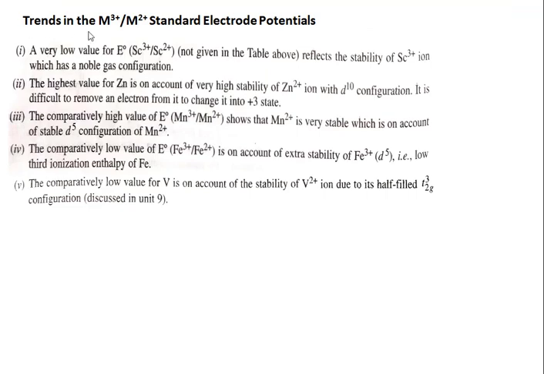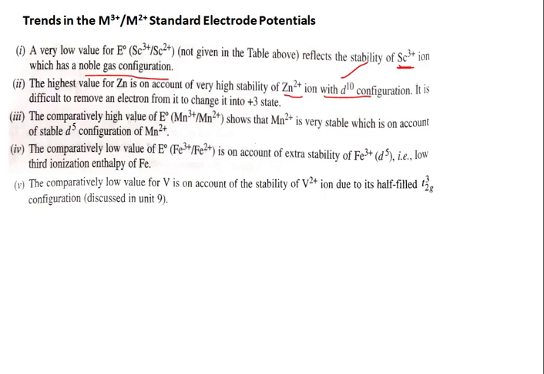In the same manner, the trends for M3+ to M2+ are given. A very low value for Sc3+ to Sc2+, not given in the table, reflects the stability. So a low value means more stability of that ion in that particular oxidation state. By releasing 3 electrons, it will acquire noble gas configuration. Then towards the end, the highest value of zinc is on account of very high stability of Zn2+, so Zn3+ will be easily converted into Zn2+. So d10 configuration is there.